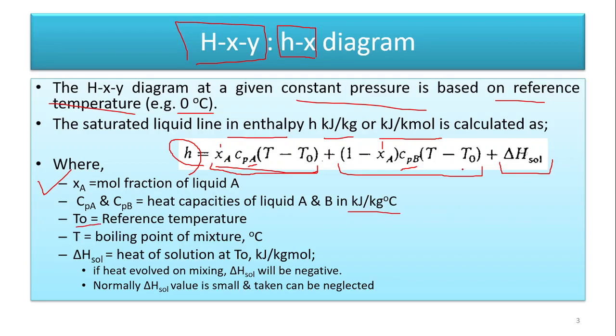T naught is the reference temperature. T is the boiling point of the mixture. Delta H solution is the heat of solution at T naught in kilojoule per kilomole. Now this value is a very small value. If heat evolves on mixing, delta H will be negative, but normally these values are very small as compared to these two parameters. That is why we can ignore the delta H solution value and it can be neglected.